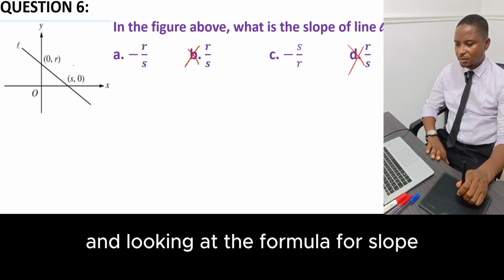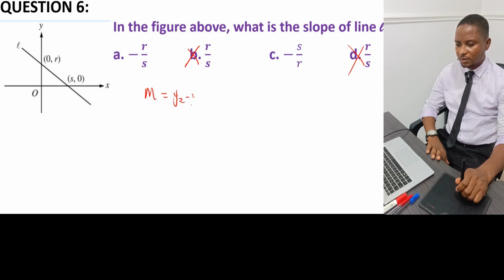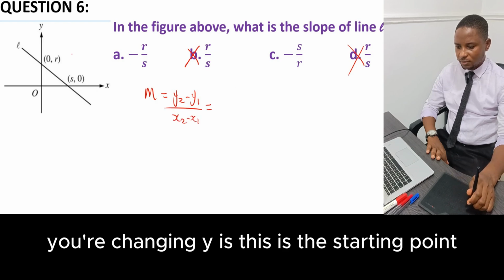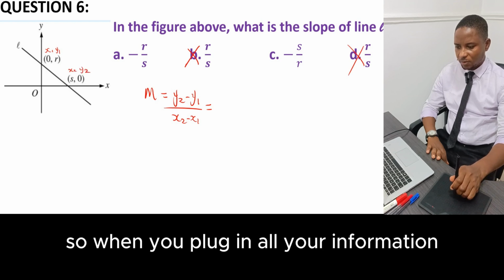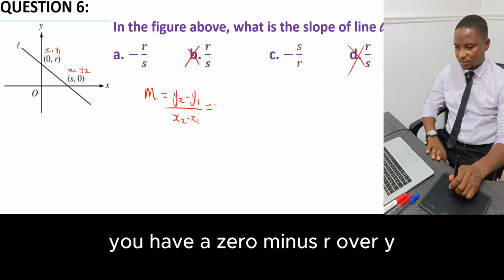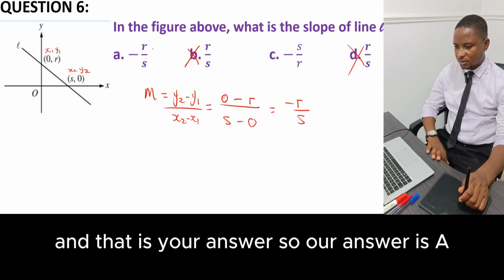Looking at the formula for slope, which is change in y over change in x. This is the starting point, so you have x1, y1, and this is x2, y2. So when you plug in all your information, you have 0 minus r over x minus 0. So you have a negative r over x, and that is your answer. So our answer is A.